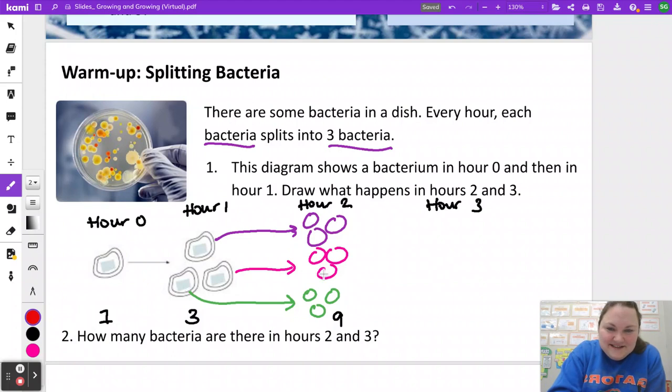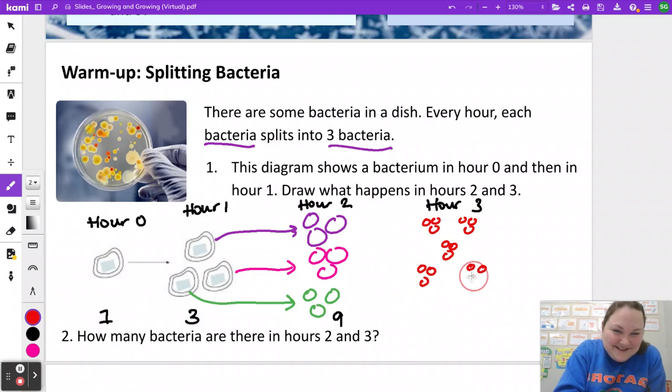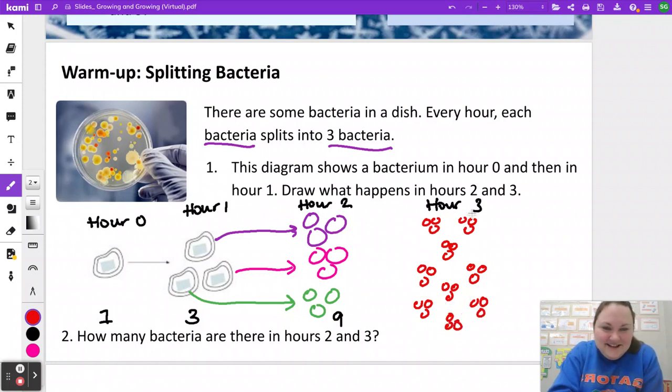For each of these 9, it's going to turn into 3. So this first one, 1, 2, 3. My second, my third bacteria, my fourth bacteria, my fifth bacteria, my sixth bacteria, my seventh, 8, and 9. And so if we look at the screen here, I have 3, 6, 9, 12, 15, 18, 21, 24. I have 27 there. Do you see what math we could use? Each time we are multiplying, the 1 that splits goes into 3. So every single time we are multiplying by 3 to get that next hour there.